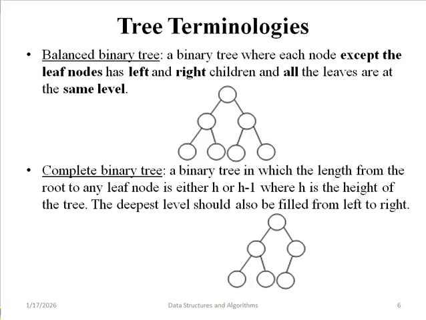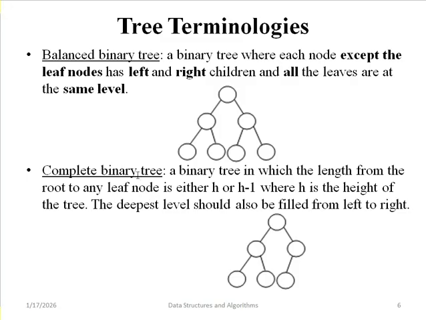Here is the binary tree where each node except the leaf nodes has left and right children, and all the leaves are at the same level. So if any node has children, it should contain both left and right nodes, and all terminal or leaf nodes should be at the same level. The simple structure of a balanced binary tree is like this one: left and right, then the terminal nodes are at the same level.